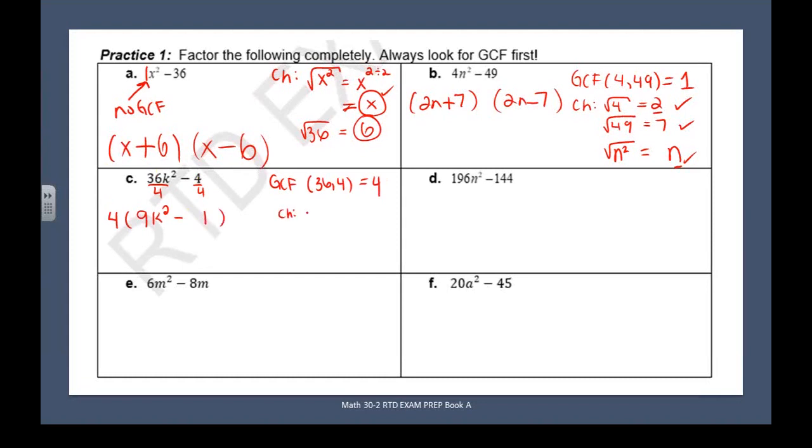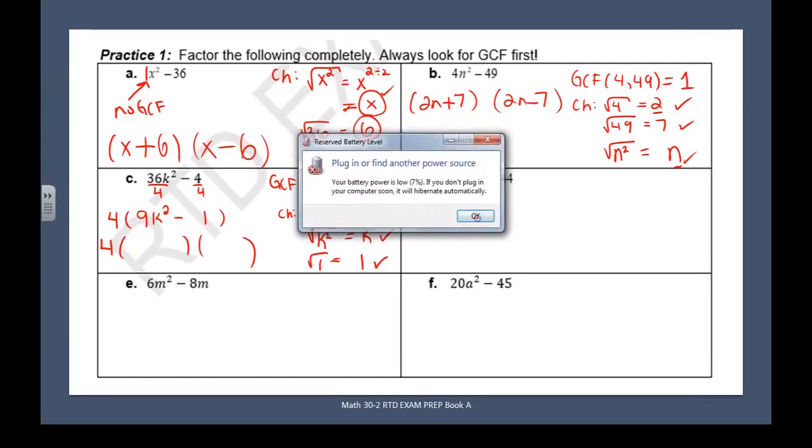Okay, let's just check on the side here. The square root of 9 is 3, so we're good. The square root of k squared is k, so we're good. And the square root of 1 is 1. So we're good on all of those. So let's go ahead and factor it. So the square root of 9 is 3.